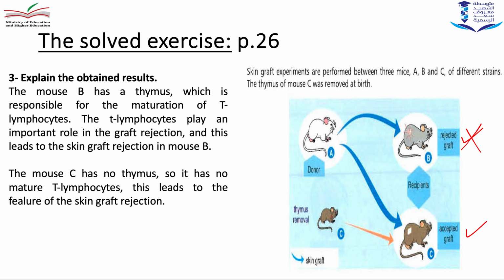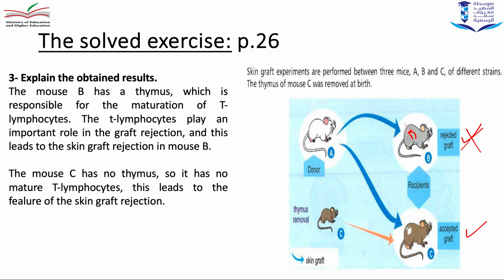Here in the mouse B, the T lymphocytes are mature because the mouse B has a thymus. So in this case, the T lymphocytes will attack the allograft cells, leading to the destruction of them and the rejection of the graft. يعني الماوس B عندها T lymphocytes mature، هيكونوا specific للجرافت اللي جاي from A وحيقتلوها.